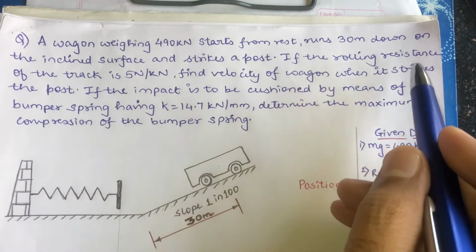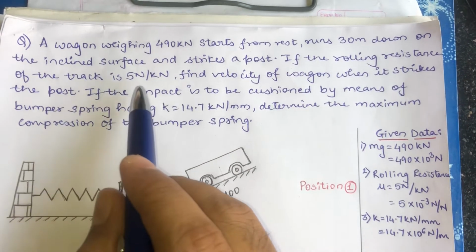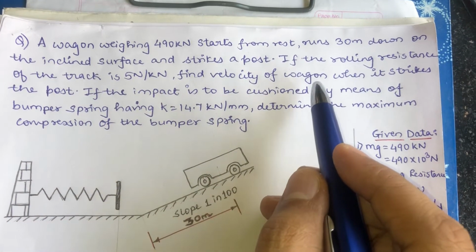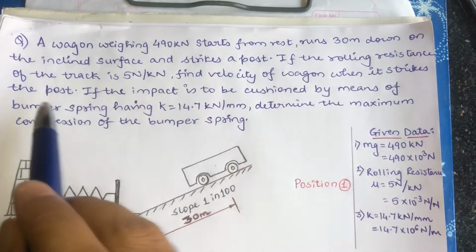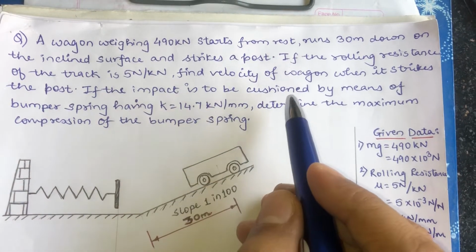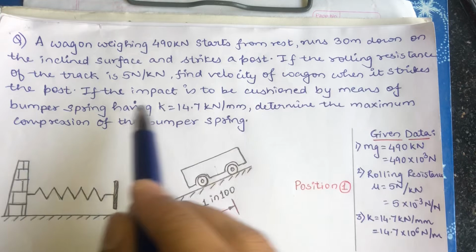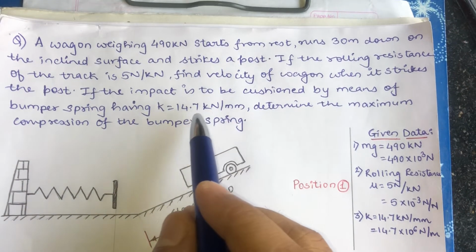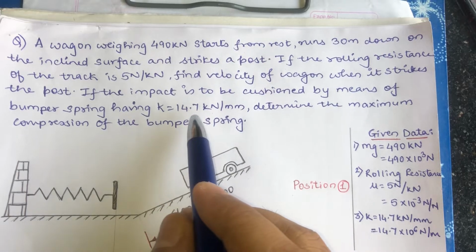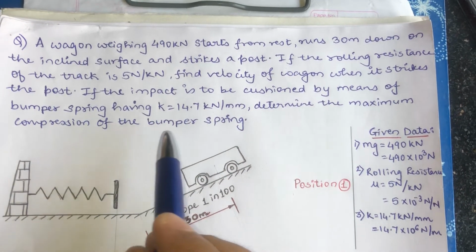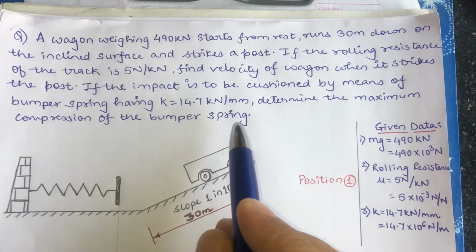If the rolling resistance of the track is 5 Newton per kilonewton, find velocity of wagon when it strikes the post. If the impact is to be cushioned by means of bumper spring having K equals to 14.7 kilonewton per mm, determine the maximum compression of the bumper spring.